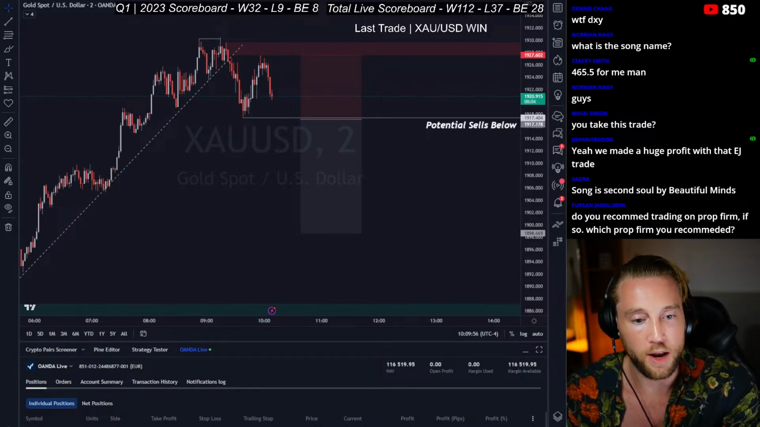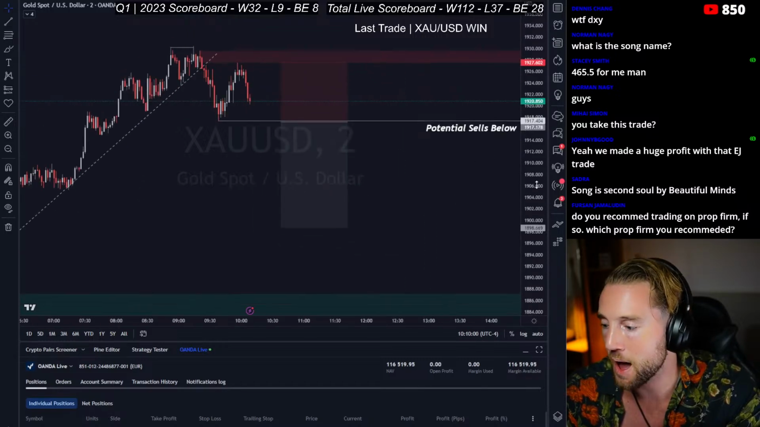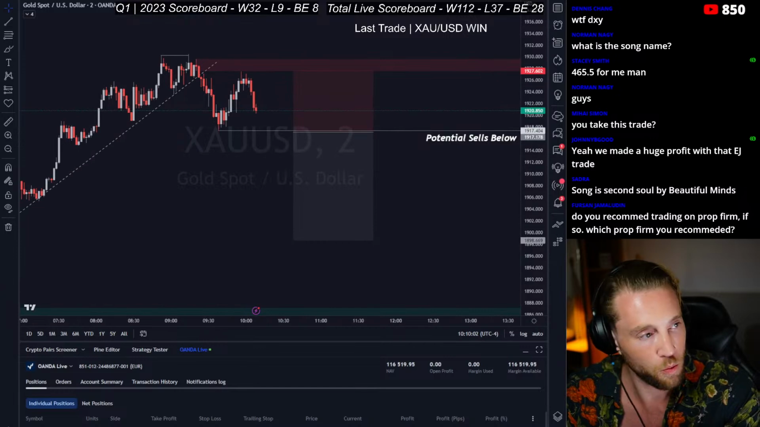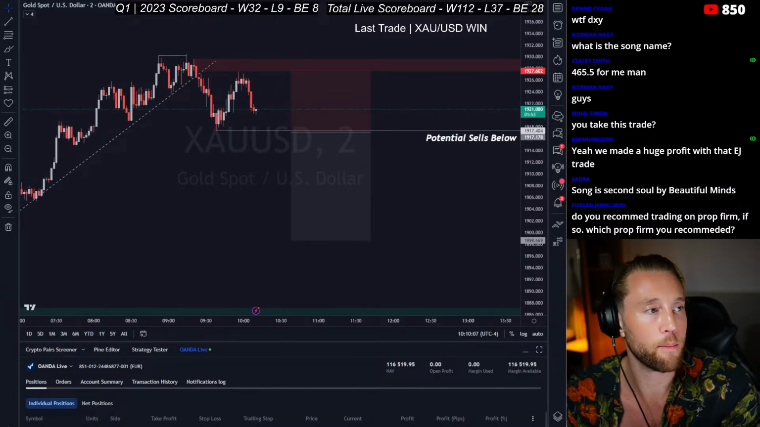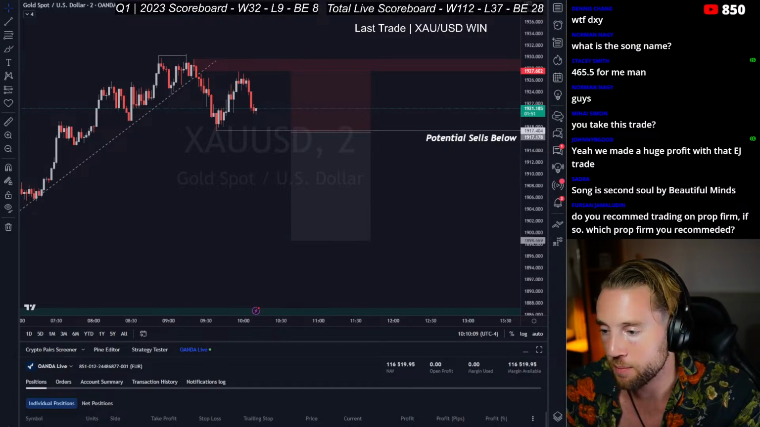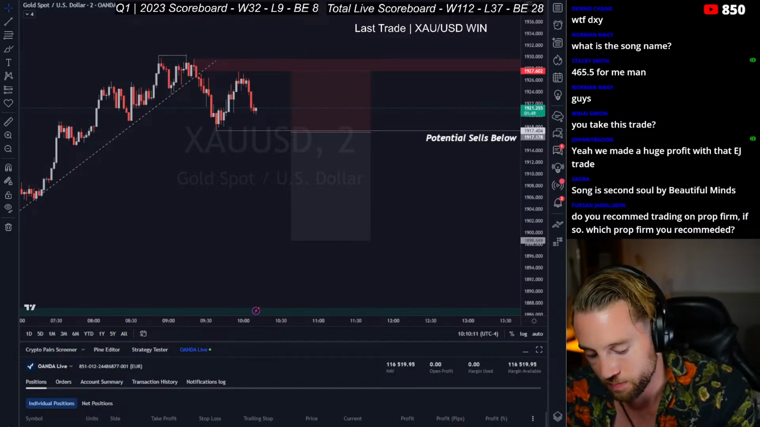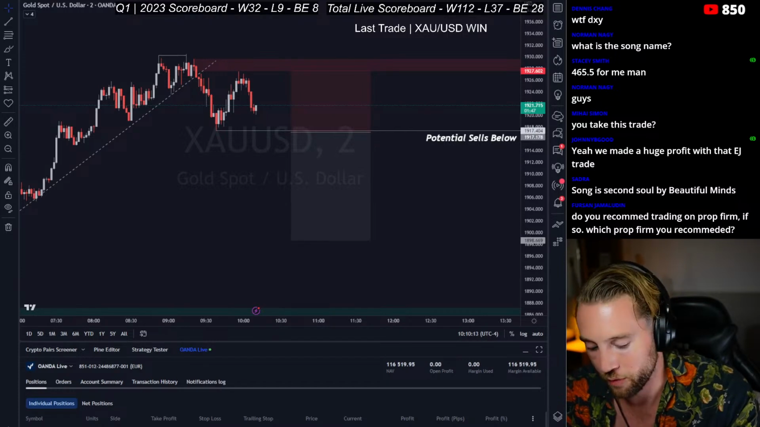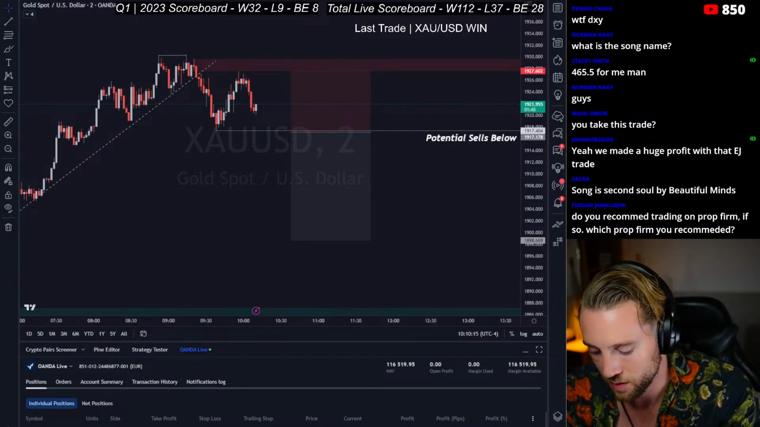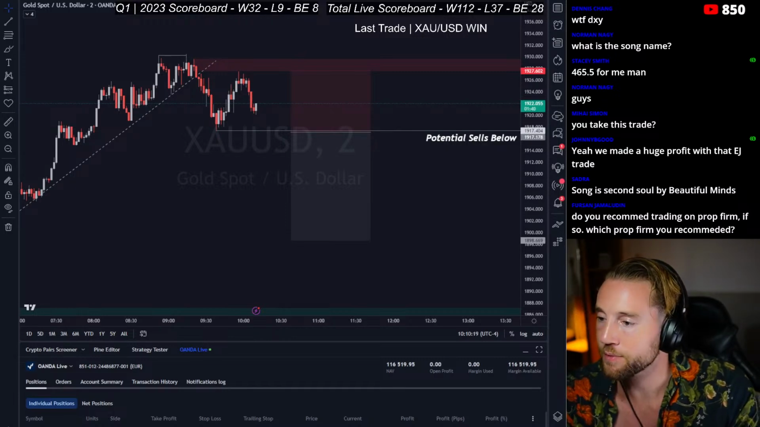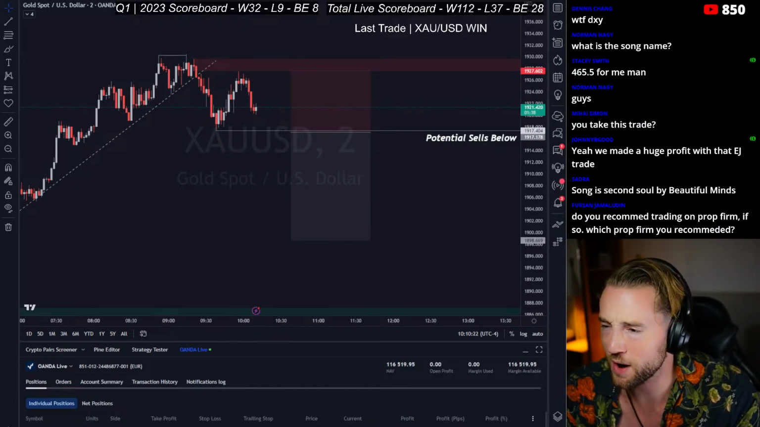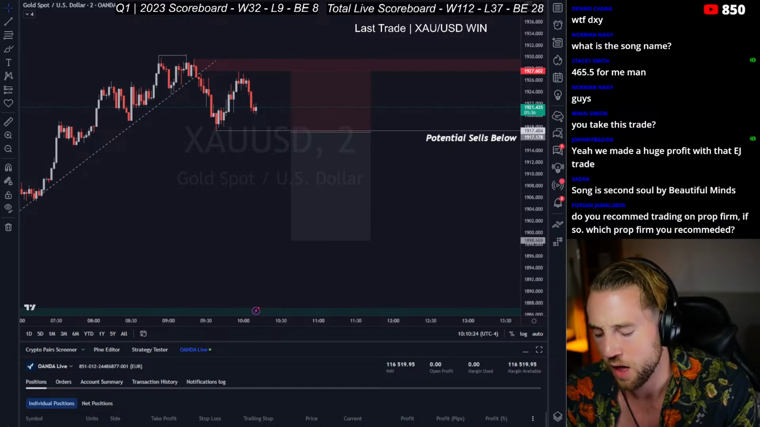Do you recommend trading on prop firm? If so, which prop firm do you recommend? I'm not really that experienced with prop firms. I have not tried out many. Maybe, yeah, the biggest ones I would prefer. There are so many good ones right now. There are so many bad ones right now. It's very, very hard to say.